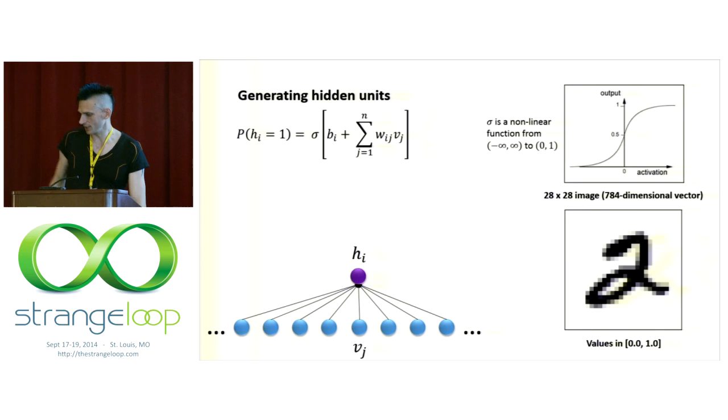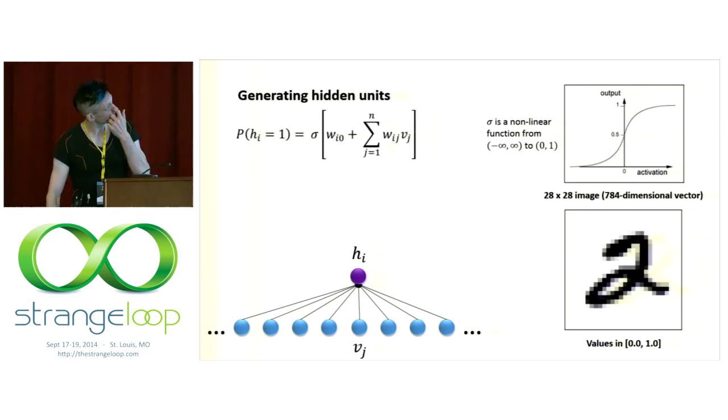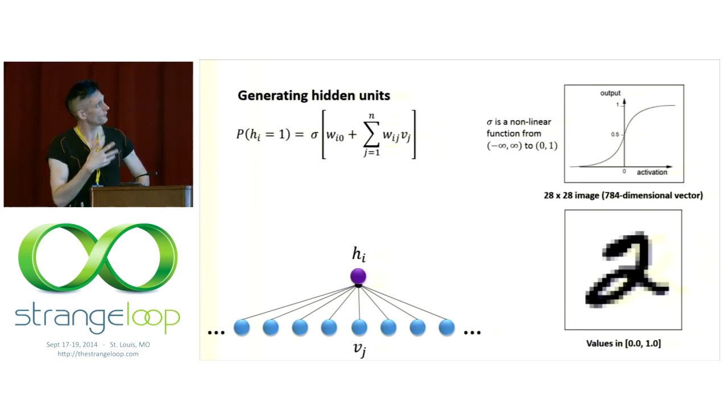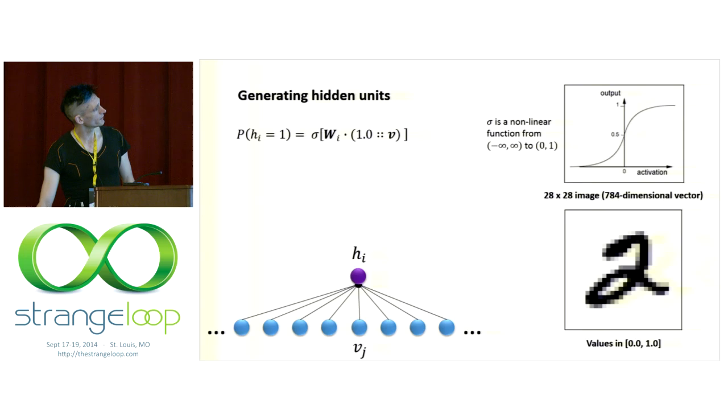But just for the sake of mathematical elegance, we can actually incorporate that bias into the weights matrix by pretending that we've got a V0, which is always 1, and then we can just tack the biases onto the left-hand side of our matrix and add a new column. The biases become weights, and mathematically things start to look very elegant.